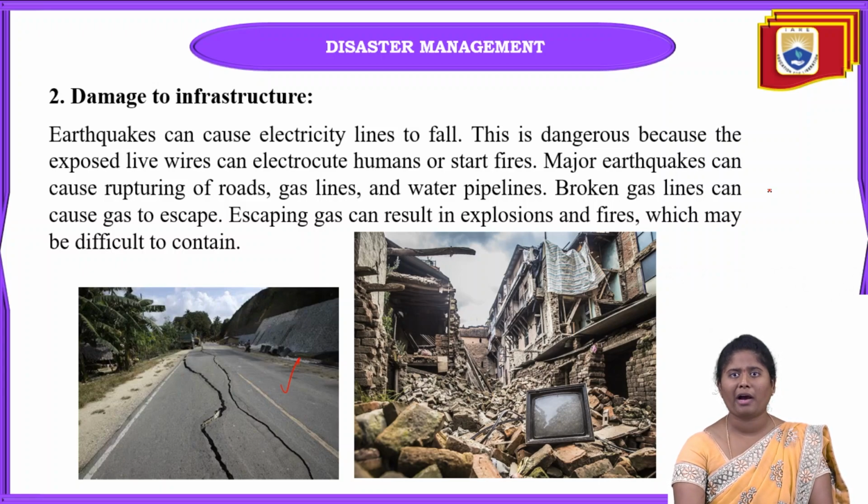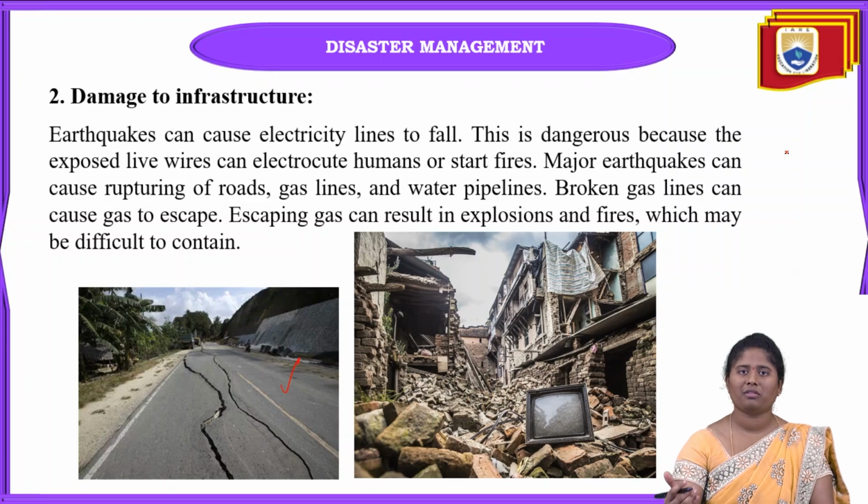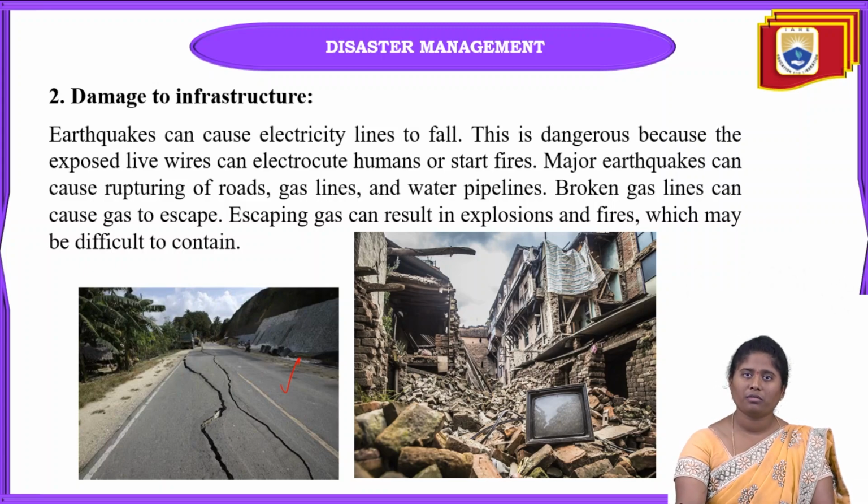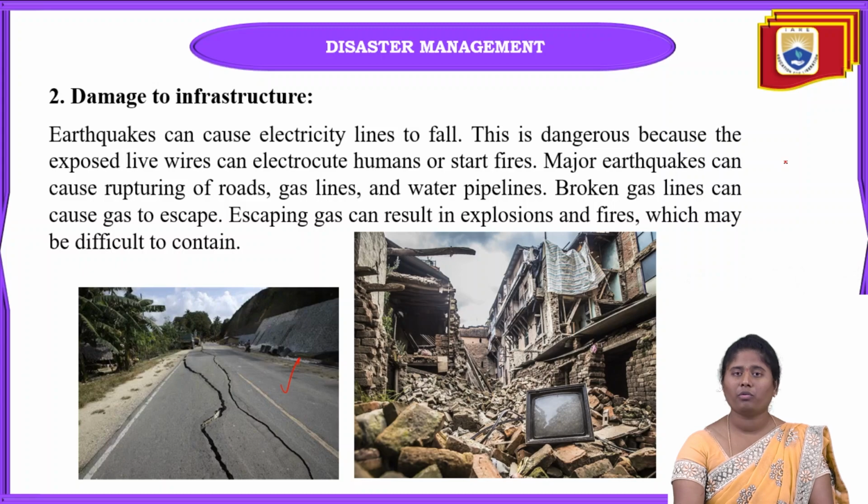So we have to eradicate this; we have to take immediate measures because of these earthquakes. Then only can we somewhat decrease the loss of human life. Because of the electricity lines falling, the exposed live wires can electrocute humans, or they can also start fires. So that will be huge damage to the infrastructure.